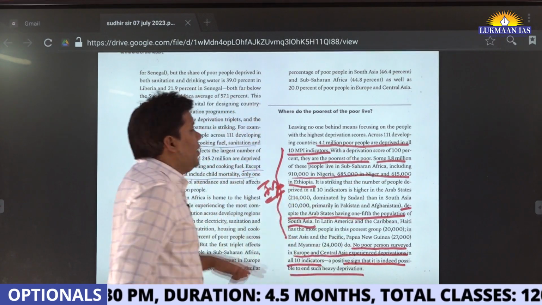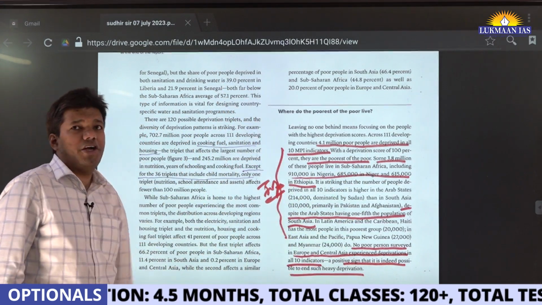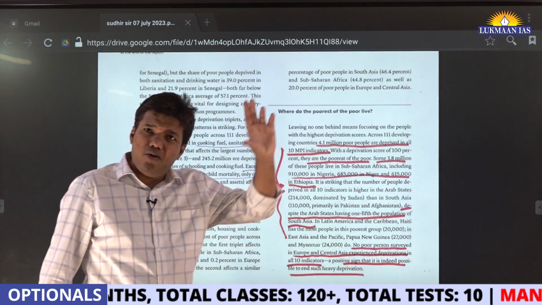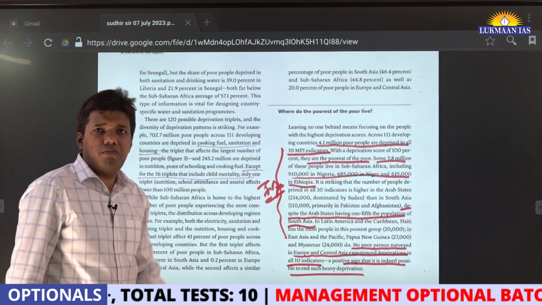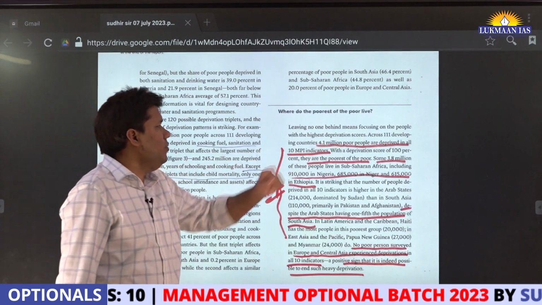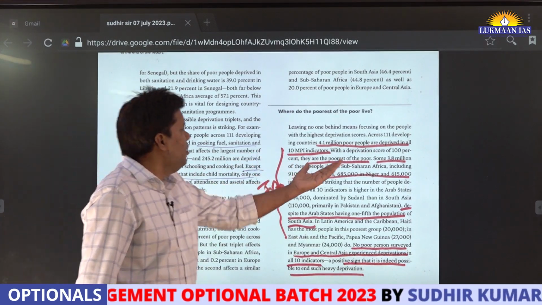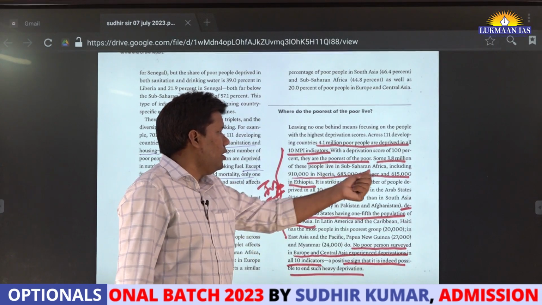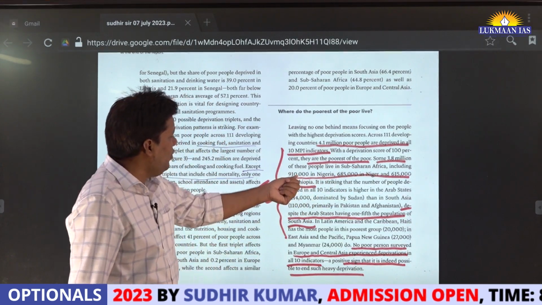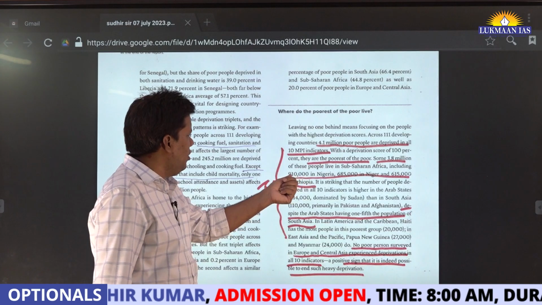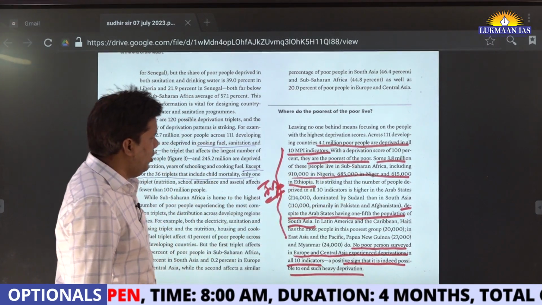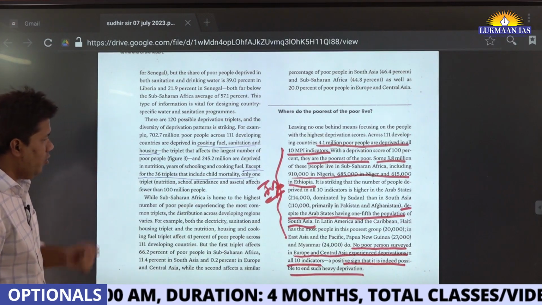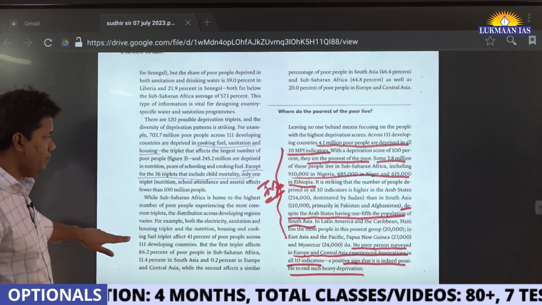4.1 million people are deprived in all 10 MPI indicators. Can you see? All 10. 2 of health, 2 of education, and 6 of standard of living. 4.1 million people. And where are they living? Some 3.8 million live in sub-Saharan Africa, and within Africa, 0.9 million are living in Nigeria, 0.6 million in Niger and Ethiopia. Okay, so that is what it is.